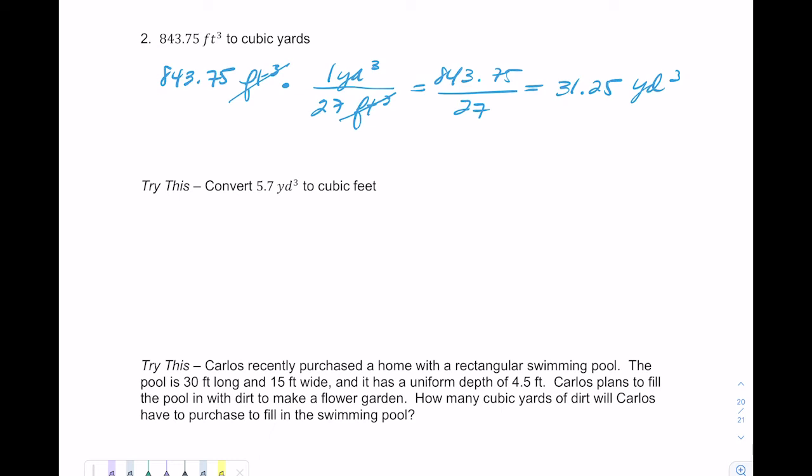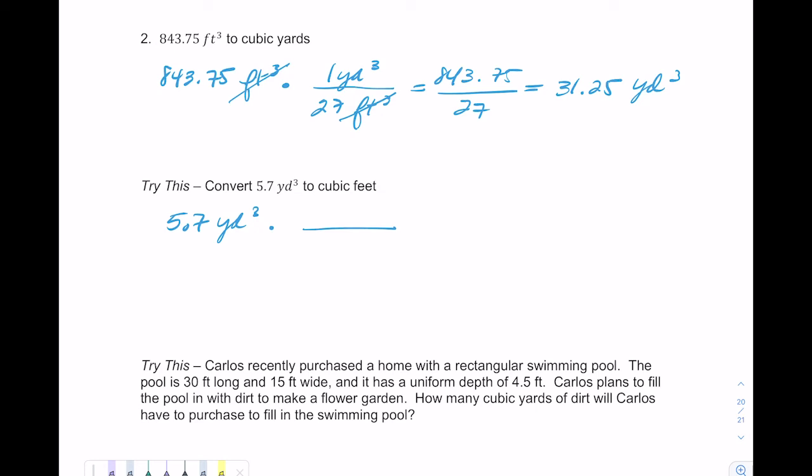For the next one, I'd like you to pause the video and try doing it on your own, and then you can unpause when you're ready to go over it. So here we're going backwards. We're converting from 5.7 cubic yards to cubic feet. So now I need the cubic yards to cancel.